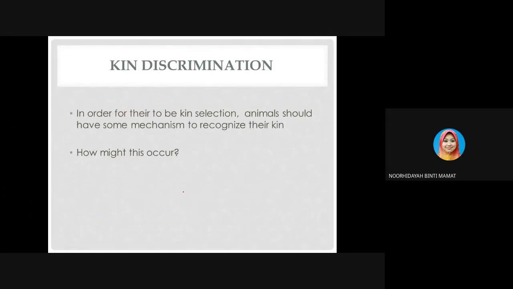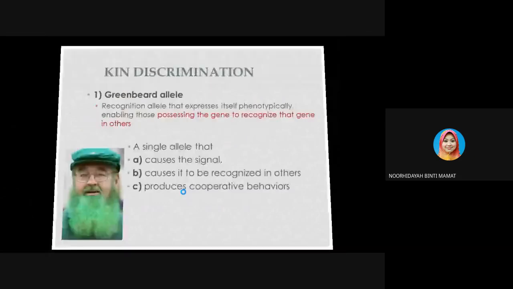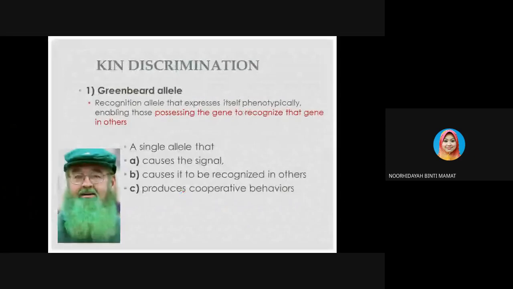So how might this occur? All right, so we move to kin discrimination. Just now was kin selection. So how does the animal know that a particular individual is their kin? This is what we call kin discrimination. We have three mechanisms.